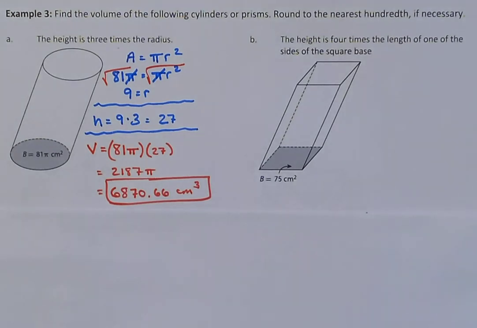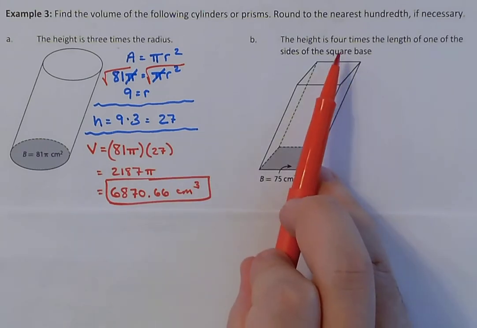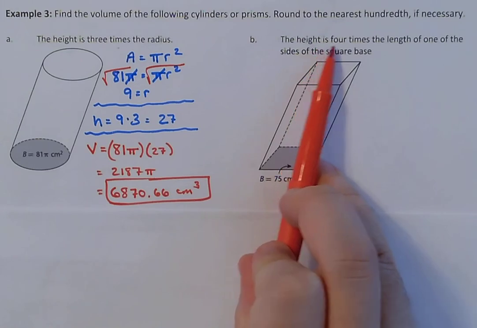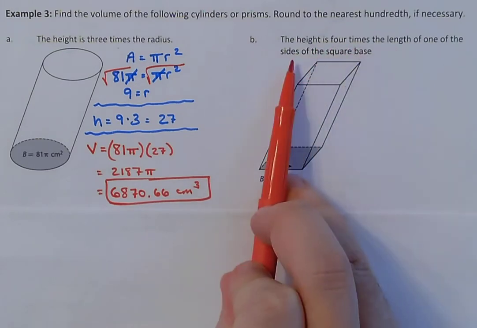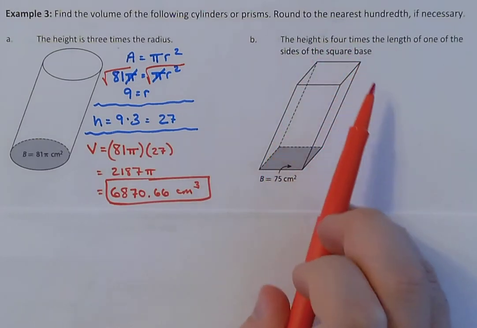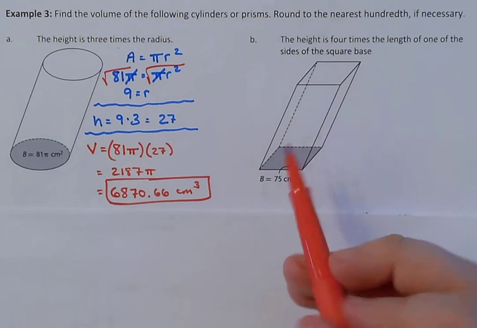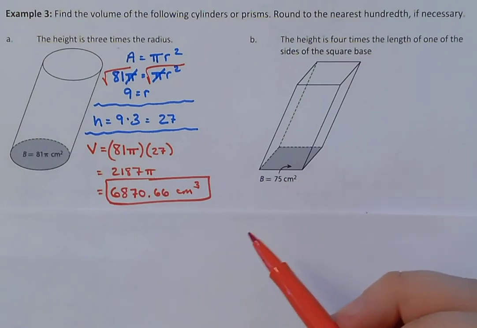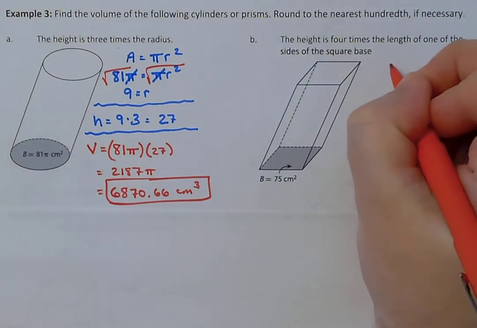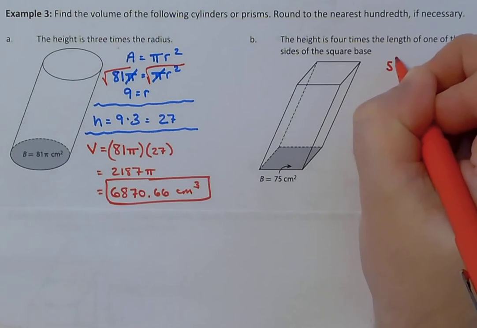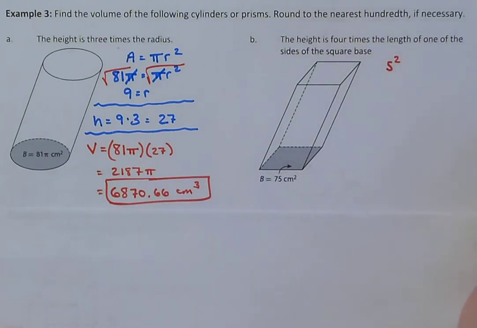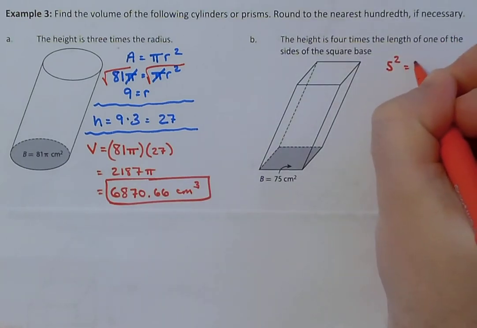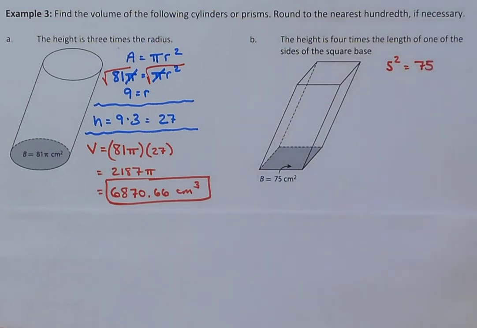And then you would just do the same thing for part B, just a different situation. For B, they tell us that the height is 4 times the length of one of the sides of the square base. So what you would do is take the square root of the 75, because the area of a square is s squared, and that equals 75.